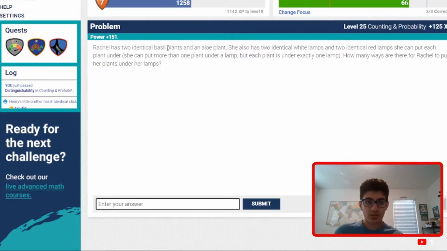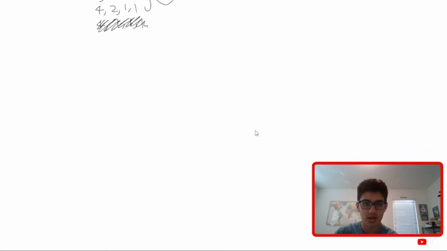Two identical basil plants and an aloe plant. Aloe vera, right, that's what it is. Okay. She also has two identical white lamps and two identical red lamps she can put each plant under. She can put more than one plant under a lamp, but each plant is under exactly one lamp. So she's got four lamps. Okay, first of all, we can make white and red, white and black. So let's do that here.